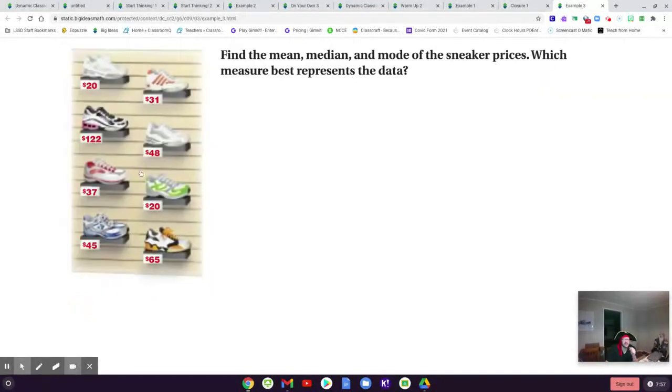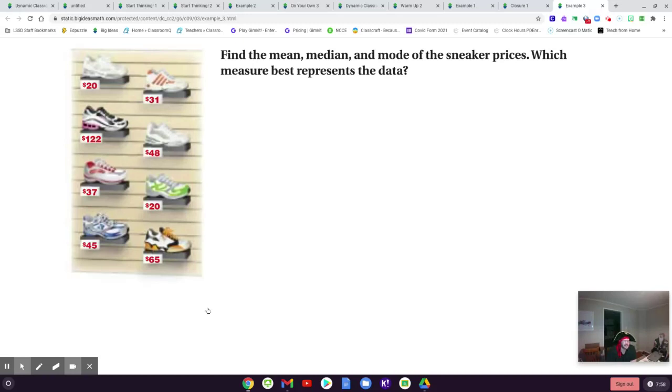So we have all of these shoes that are on sale here. So the prices are 20, 31, 122, 48, 37, 20, 45, and 65. Find the mean, the median, and the mode for these shoe prices. So first, let's do the mode. That's typically the easiest one. What is the mode? All right, so hopefully you said 20. 20 shows up twice. So you could say that the mode for the shoe prices is 20.